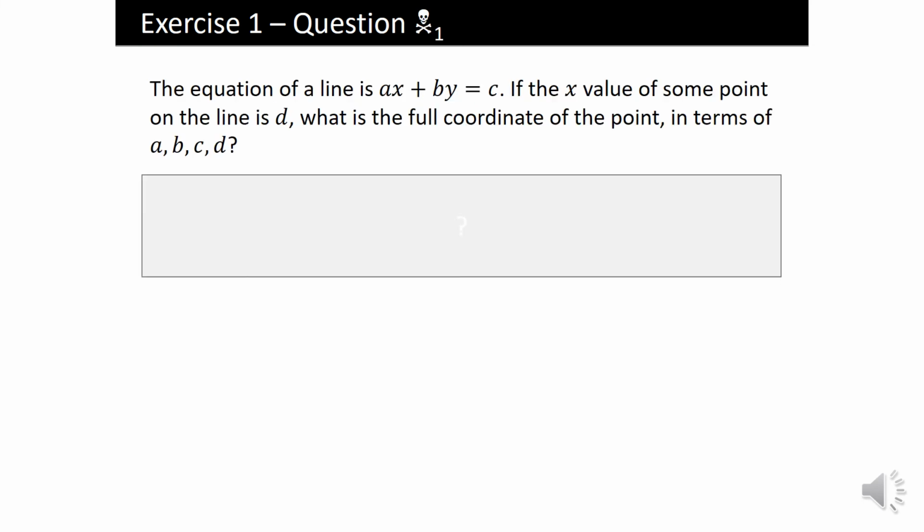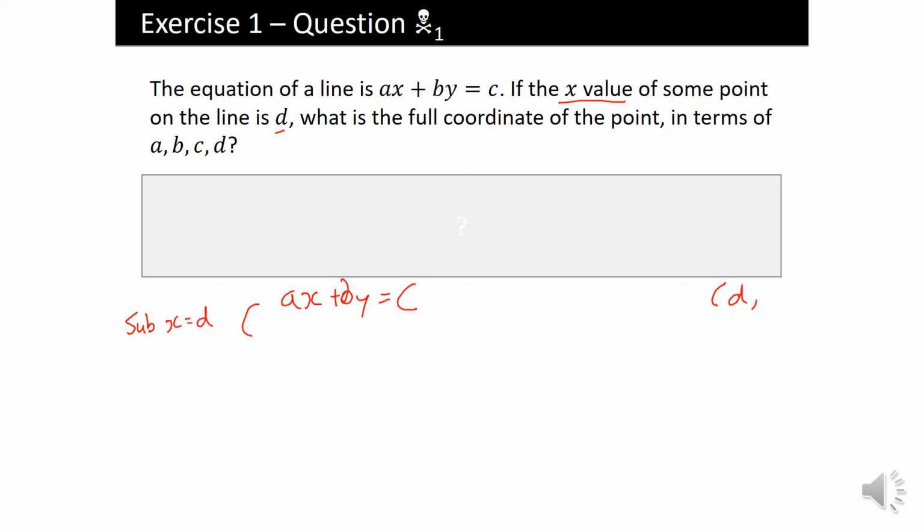Okay, so this is our first of the killer questions, so this is quite a tough one. I'm going to work through this one here. So we've got ax plus by equals c. It says the x value of some point is d. What is the full coordinate of the point in terms of a, b, c and d? We're told the x coordinate is d, so we know it's going to look like that already. What we need to do is substitute in that and rearrange for y.